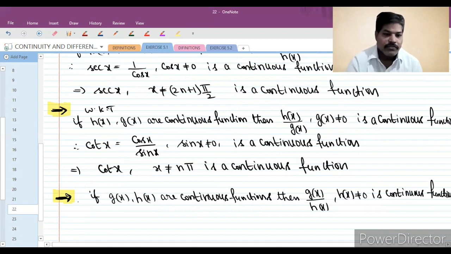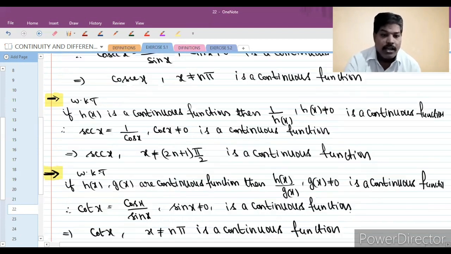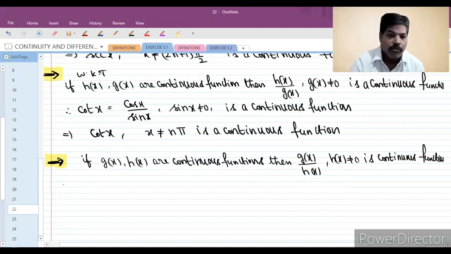If g of x and h of x are continuous functions, then g of x by h of x, h of x not equal to 0, is a continuous function. So then what happens here? g of x is nothing but the sin x and h of x is the cos x. Therefore what is the tan x?